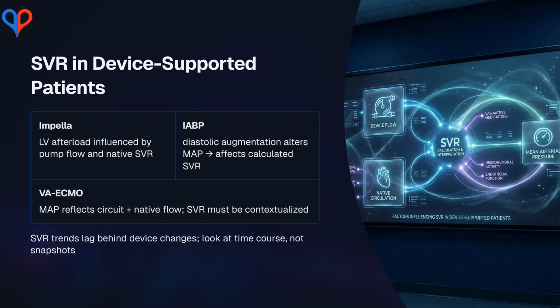In device-supported patients, SVR interpretation becomes more complex. Impella unloads the LV, reducing wall stress and altering the relationship between MAP and cardiac output. An intra-aortic balloon pump augments diastolic pressure, which changes mean arterial pressure and therefore apparent SVR. VA ECMO adds parallel flow, making MAP a function of both circuit flow and native cardiac output. Because these devices change flow and pressure relationships, SVR must be trended and interpreted alongside device settings and native hemodynamics.